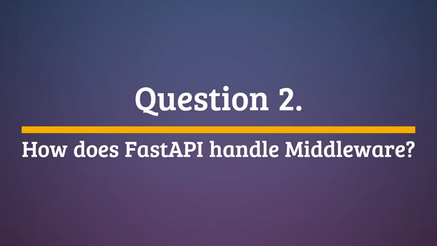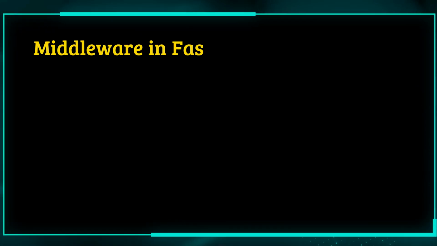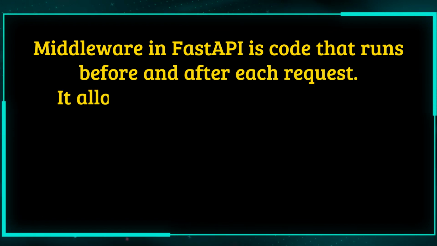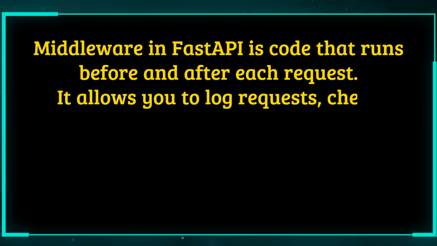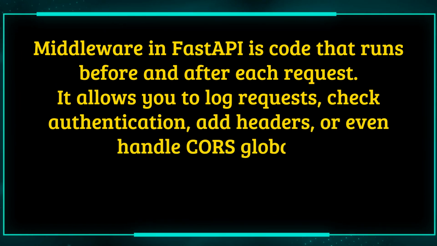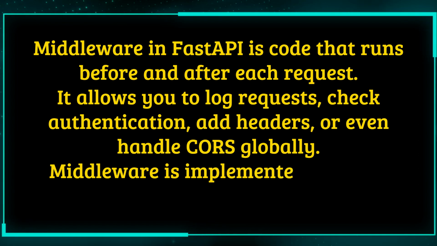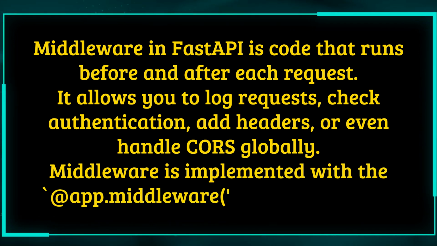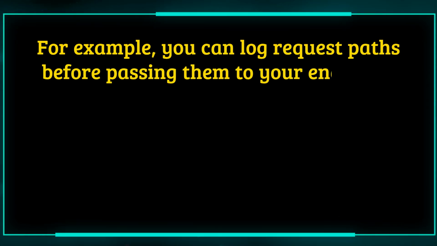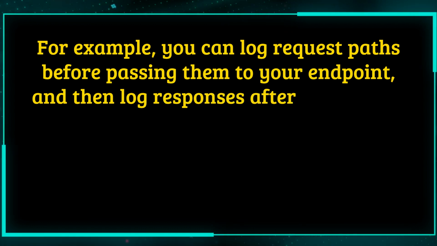Question 2. How does FastAPI handle middleware? Answer. Middleware in FastAPI is code that runs before and after each request. It allows you to log requests, check authentication, add headers, or even handle CORS globally. Middleware is implemented with the @app.middleware("http") decorator. For example, you can log request paths before passing them to your endpoint, and then log responses after processing.